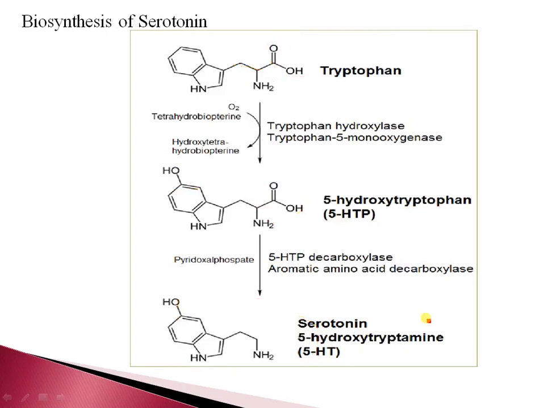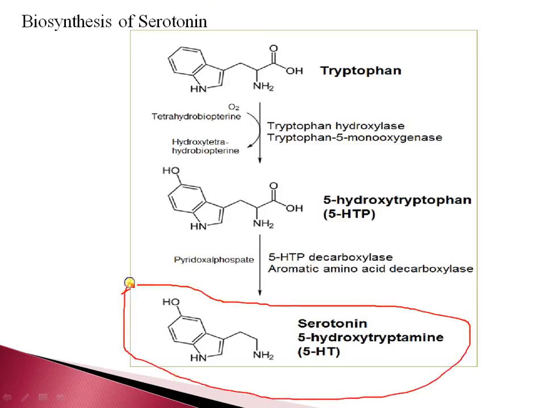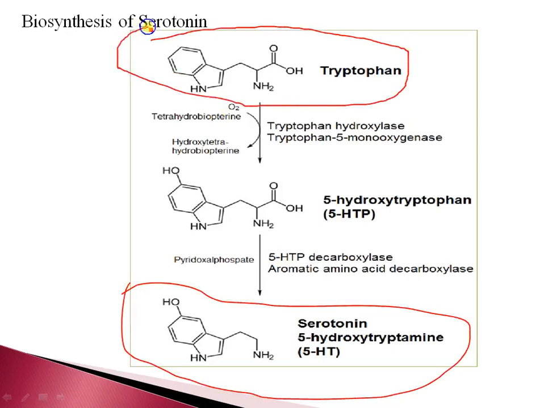I repeat again, the biosynthesis of serotonin, also called 5-HT, starts from tryptophan, which is converted into 5-hydroxytryptophan in the presence of tryptophan hydroxylase. This 5-hydroxytryptophan is converted into serotonin in the presence of 5-hydroxytryptophan decarboxylase enzyme.